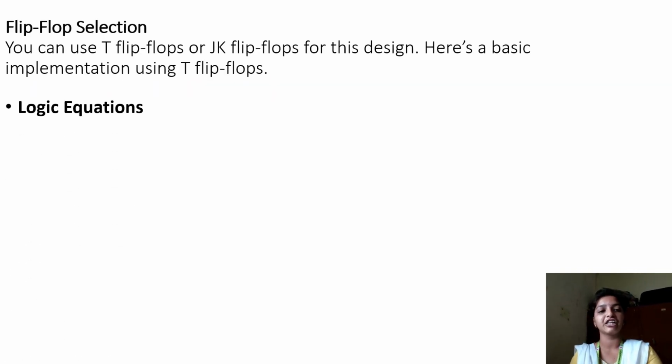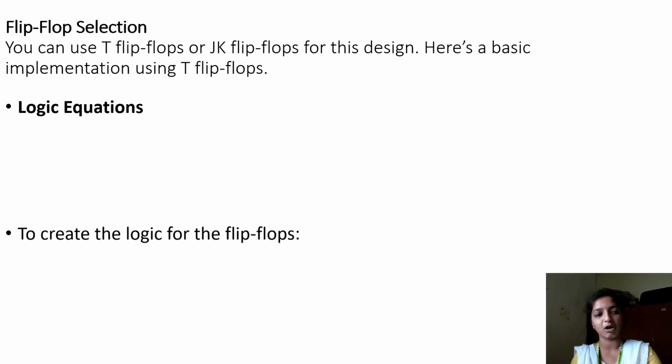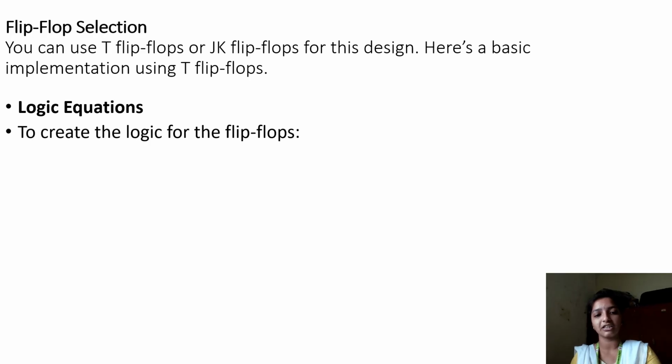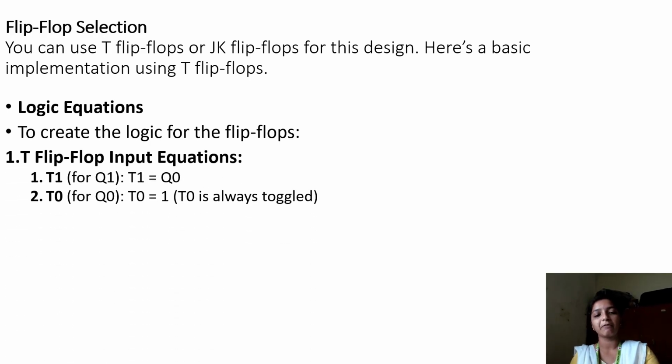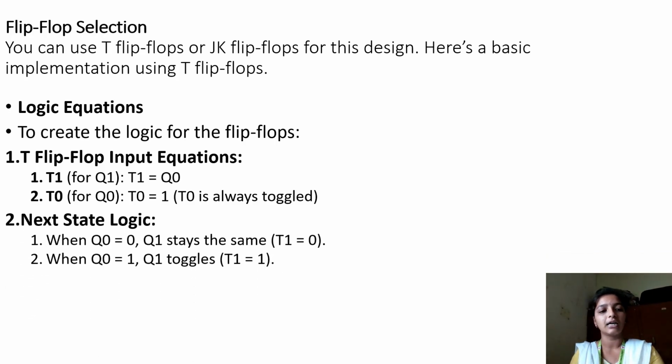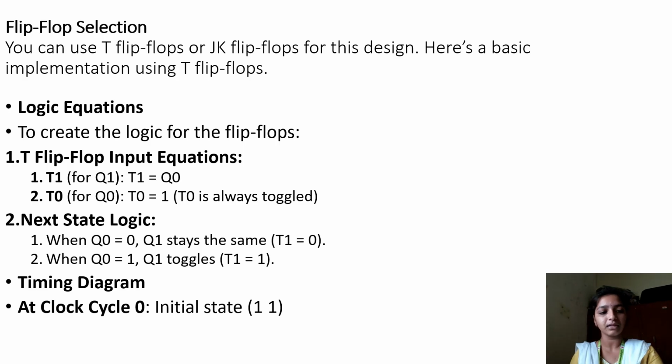Flip-flop selection: we can use T flip-flops or JK flip-flops for the design. Here is a basic implementation with T flip-flops. Logic equations: the T flip-flop input equations are T1 for Q1, T1 equals Q0, and T0 for Q0, T0 equals 1, meaning T0 is always high. Next state logic: when Q0 equals 0, Q1 stays the same, T1 equals 0. When Q0 equals 1, Q1 toggles, T1 equals 1. Timing diagram: at clock cycle 0, the initial state is 11.